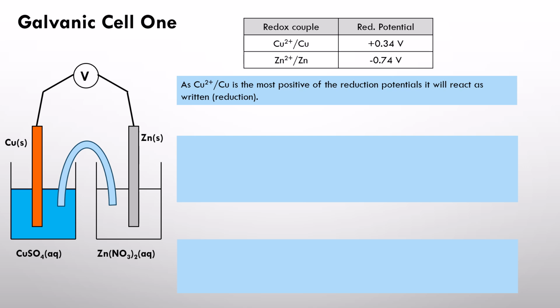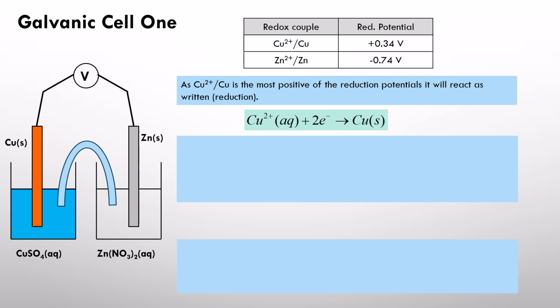However, when we work out the 2 half equations that these reactions will undergo, one will go forwards and one will go backwards. How do I know which one will go forwards? Well, pretty straightforward. The redox couple that goes as it's written is the one that is the most positive. And in this case, the most positive reduction potential is plus 0.34, or the copper 2 plus copper. So I can now write this half equation. It'll be a reduction half equation because if it comes straight from the redox couple and it's going the same way as we wrote it, it will be reduction.